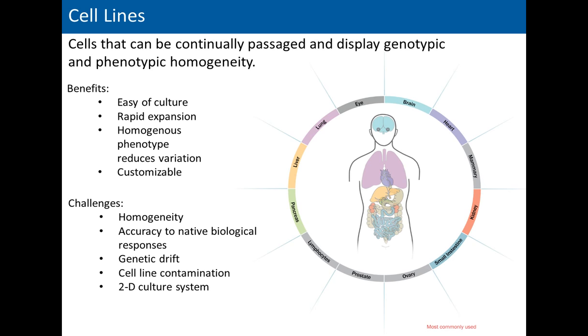However, some of the benefits of cell lines are also their challenges. The homogeneity of cell lines is farther removed from the in vivo microenvironment, so the accuracy to native biological responses that they give will be maybe less predictive. Also, there's inherent genetic drift in cell lines and potential for cell line contamination. An important factor is that these cell lines are typically cultured in a 2D monolayer, which again is not akin to the microenvironment that the drug might be interacting with in a human or in a tissue.